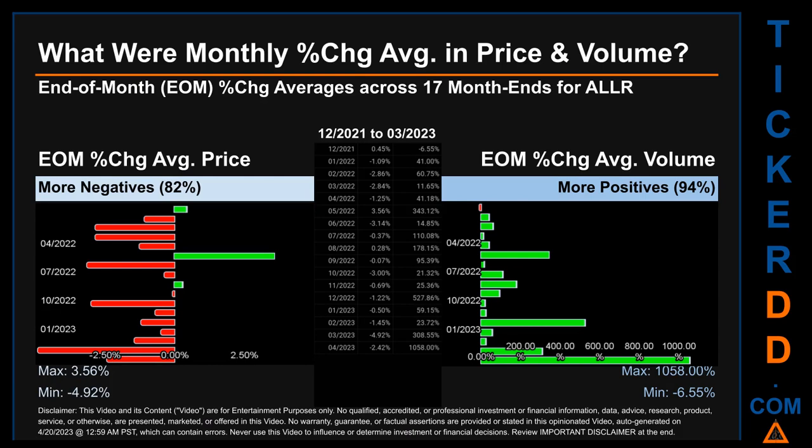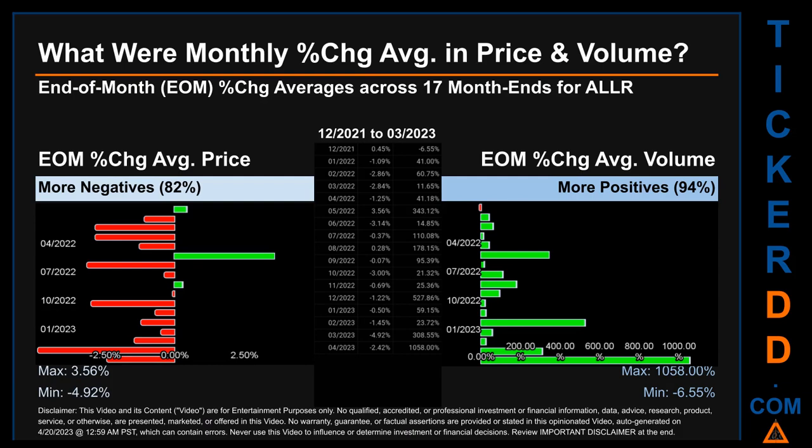From 12/2021 to 03/2023, out of 17 month ends, 14 had a negative percentage change in average price. Meaning 82% of month ends saw a negative percentage change in average price. In terms of volume, 16 out of 17 month ends had a positive percentage change. That is 94% of month ends saw a positive percentage change in average volume.